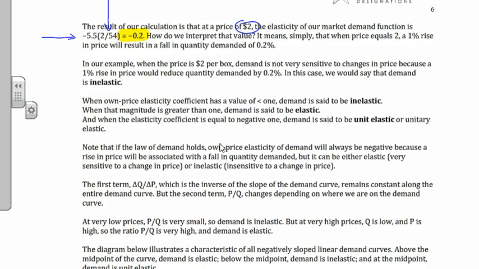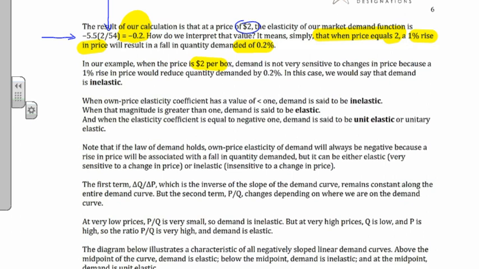And remember, it's very specific to the data that I'm dealing with. So if I'm talking about specifically a price of $2, in other words, when the price is $2, a 1% rise in price will mean that my quantities, and because it's a minus, isn't it, guys? My elasticity is a minus, means demand will fall by 0.2%. What would you say?